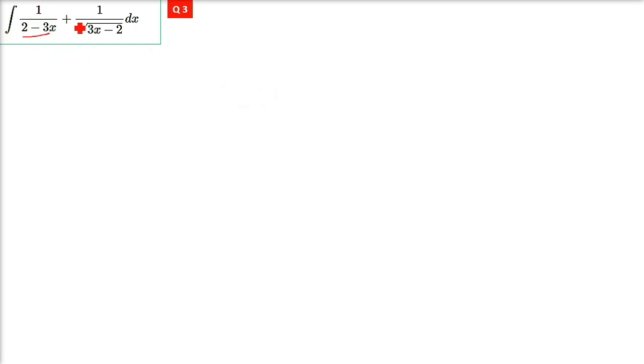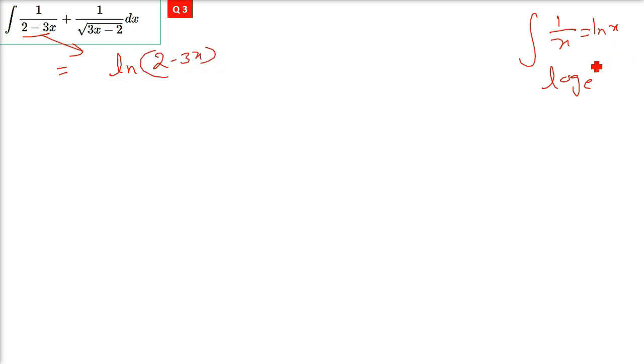1 by 2 minus 3x, you can take it as 2 minus 3x to the power minus 1, take it to the numerator and then deal with it. That is one way. But the integration of 1 by x is simply ln x. Consider this 2 minus 3x as simple x, because we can differentiate this and put this negative 3 in the denominator. What I am trying to suggest here is that the integration of 1 by 2 minus 3x will be ln 2 minus 3x.